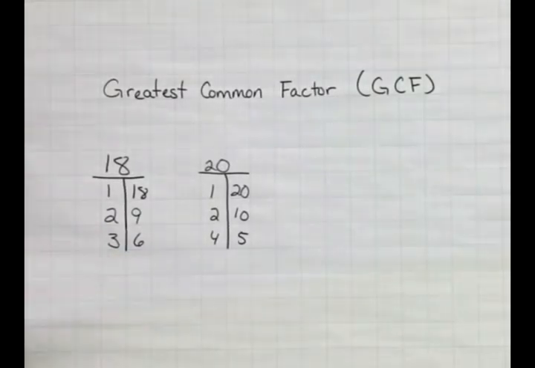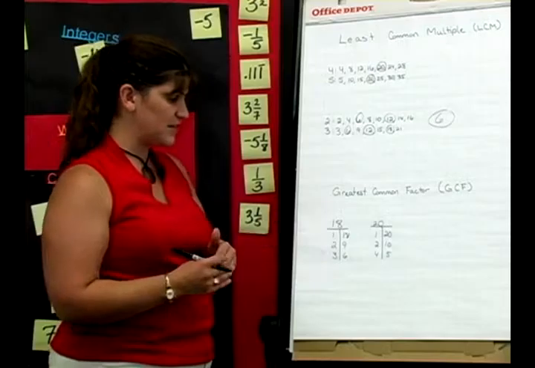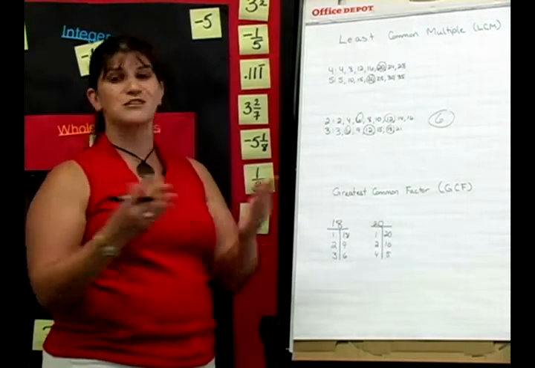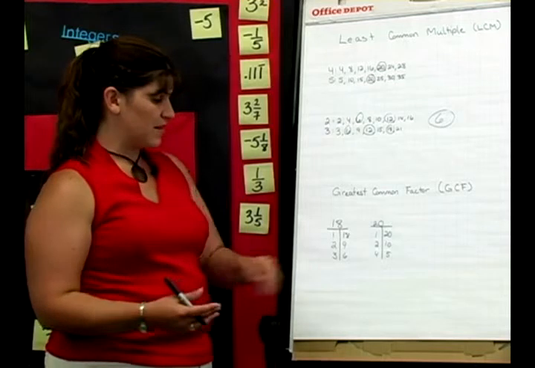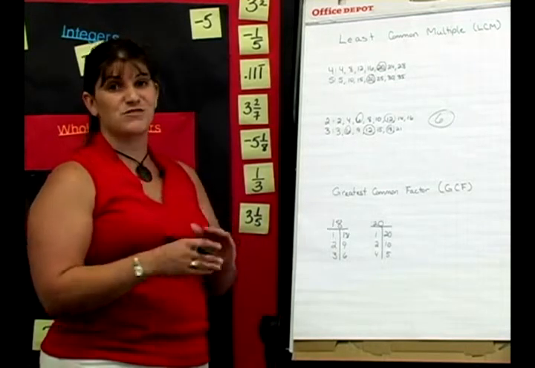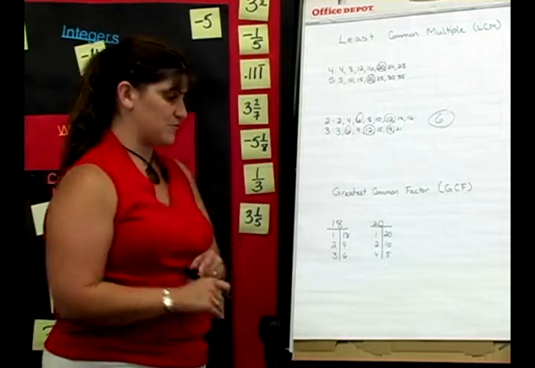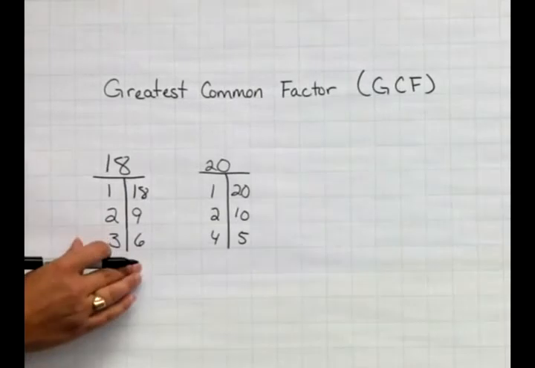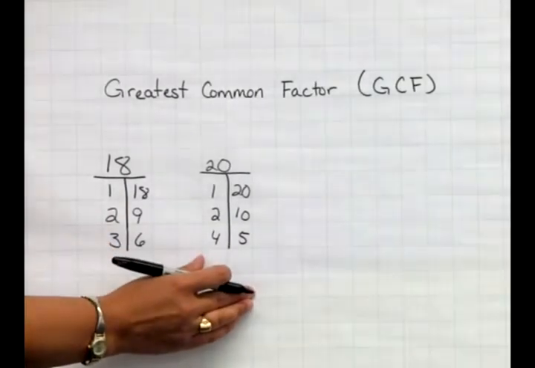If I want to check to see if 4 and 5 are factors of 18, I go, okay, 18 divided by 4. It's not a whole number, so it's not a multiple of 4. So that's one way that you can check to make sure that you're finding all of the factors. So back to our GCF. We've listed the factors of 18, we've listed the factors of 20.